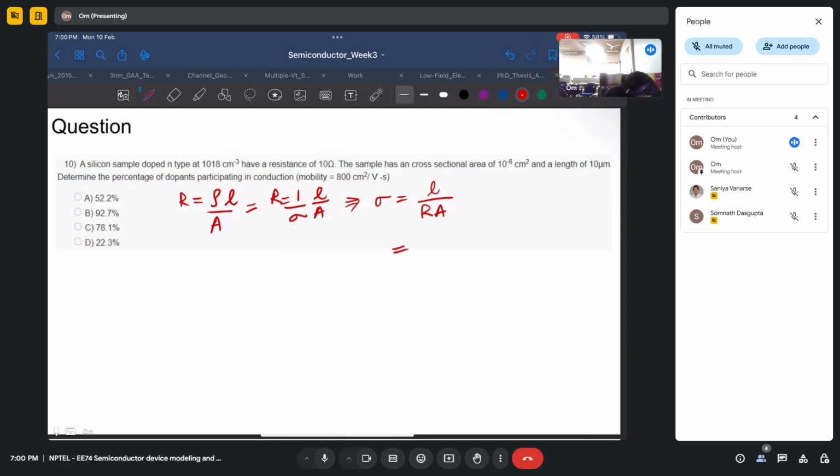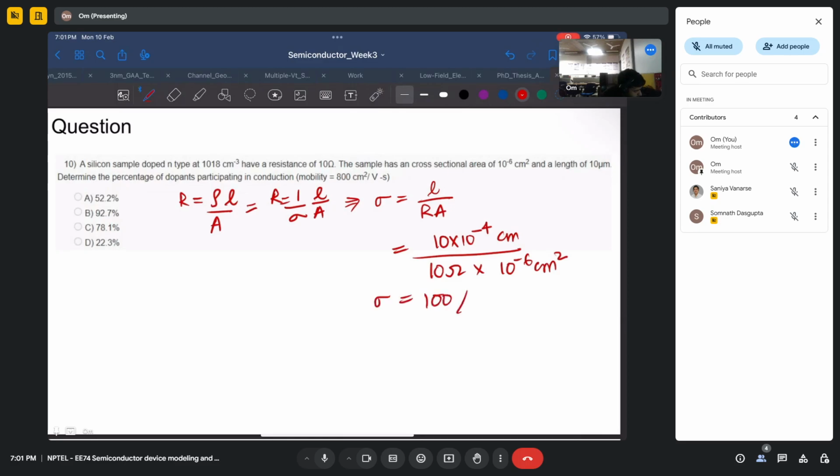L is given as 10 micrometer, that is 10 into 10 to the power minus 4 centimeter, if I convert everything in centimeter. R is 10 ohm and area is 10 to the power minus 6 centimeter square. So solve this, sigma will be 100 per ohm centimeter. Okay, so this is sigma, and we also know that sigma equals n q mu.